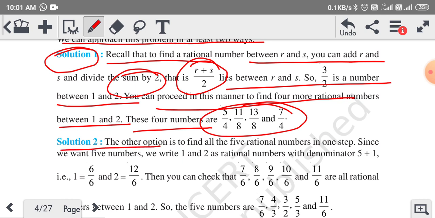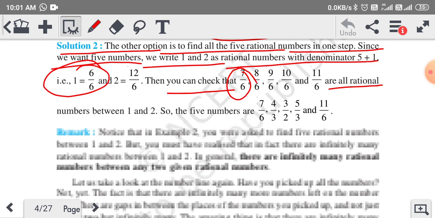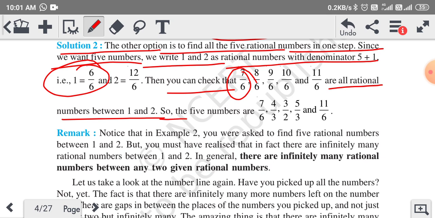Solution 2: the other option is to find all the 5 rational numbers in one step. Since we want 5 numbers, we write 1 and 2 as rational numbers with denominator 5 plus 1. That is, 1 is equal to 6 by 6 and 2 is equal to 12 by 6. Then you can check that 7 by 6, 8 by 6, 9 by 6, 10 by 6 and 11 by 6 are all rational numbers between 1 and 2. So the 5 numbers are 7 by 6, 4 by 3, 3 by 2, 5 by 3 and 11 by 6.